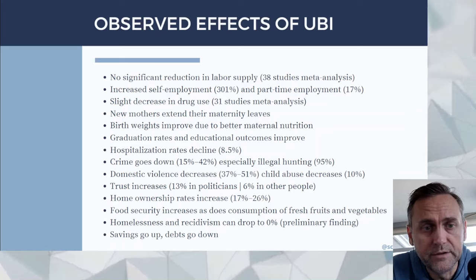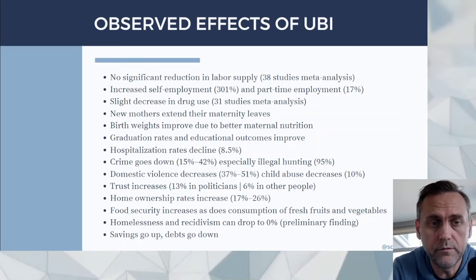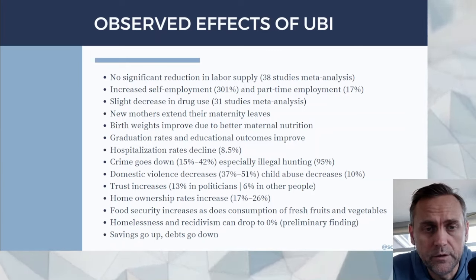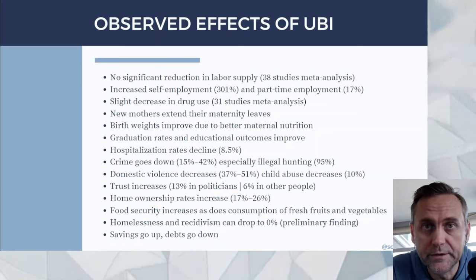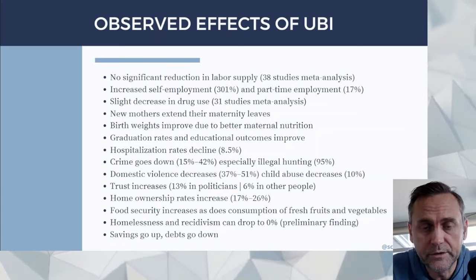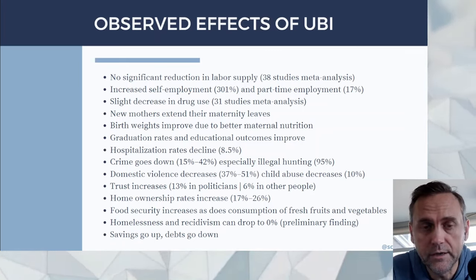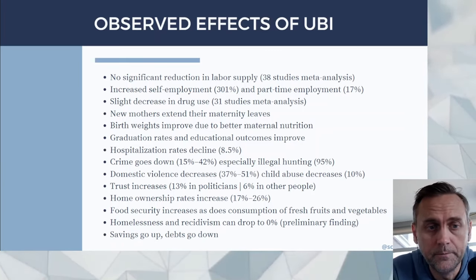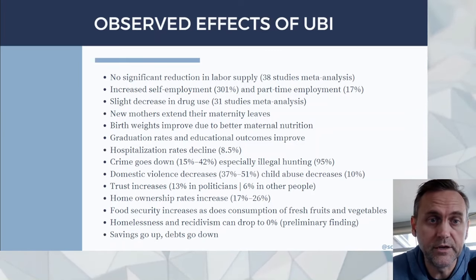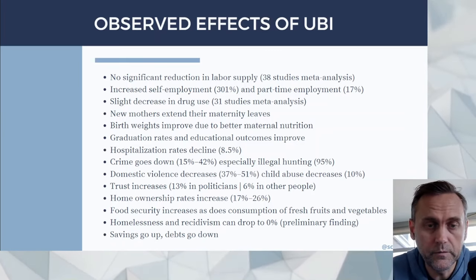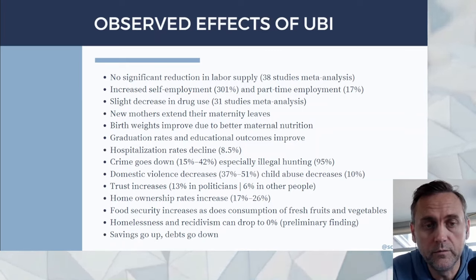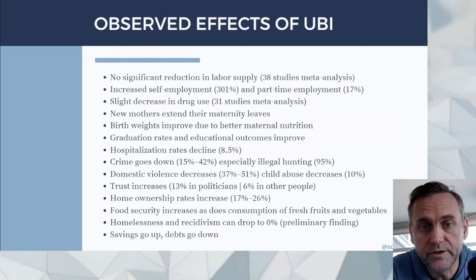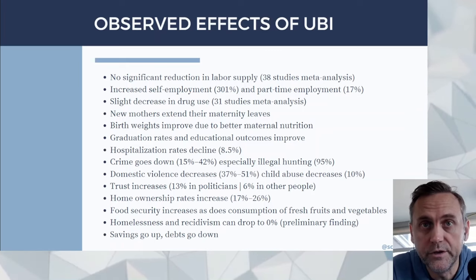One of my favorite findings that I think is really exciting is that trust increases. And this is something that the Finland pilot found, that trust in politicians increased 13%, and trust increased 6% in other people in the entire community at large. You can explain that as just basic income being trust. So if the default is trust and you feel trusted by the government by default, and by virtue society is trusting you with a basic income, then I feel you're more likely to trust the government and trust society at large for having trusted you first.